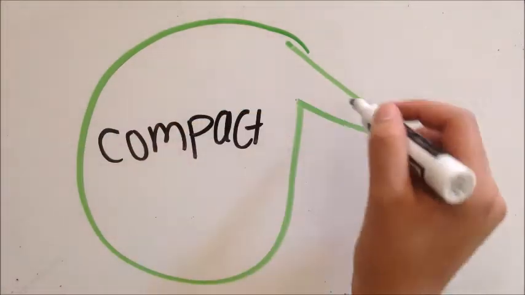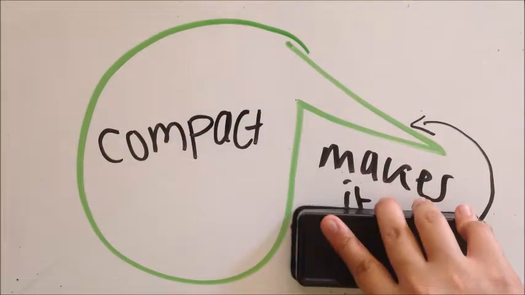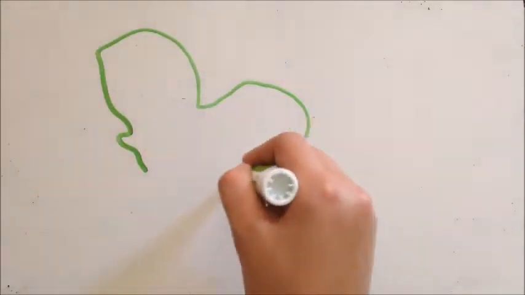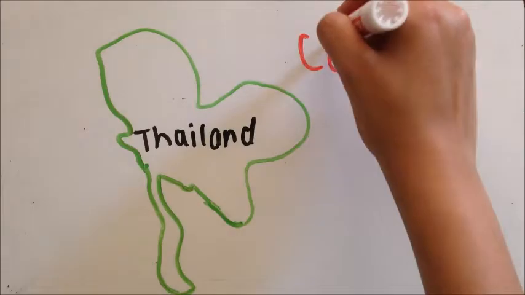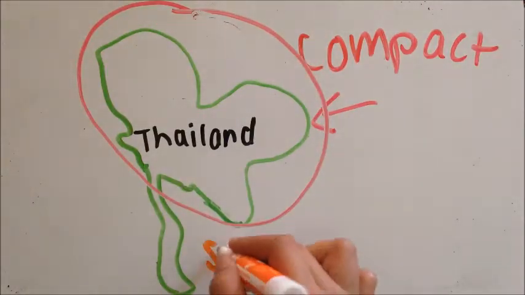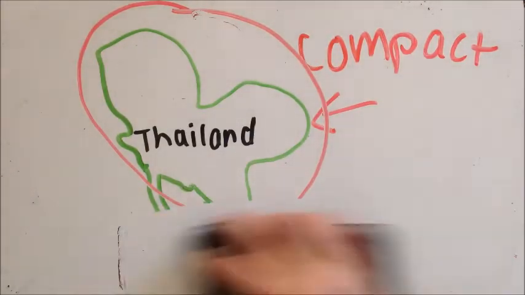A protruded state is an otherwise compact state with a large projecting extension. An example of a protruded state is Thailand. The northern part of Thailand is more compact, and when we travel down to the south, there is a big, long piece of land jutting out of the compact north.